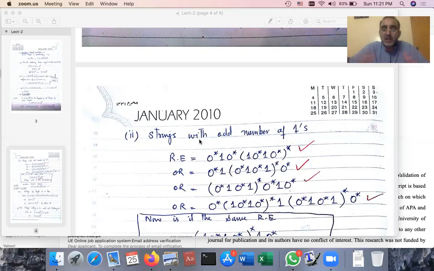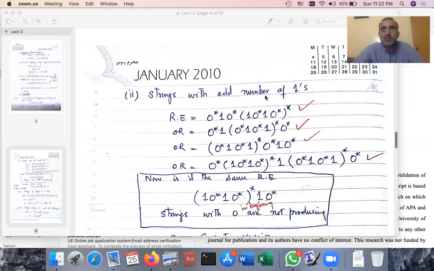But the language is saying that the strings that I will get from this language will have an odd number of ones, which means all possible combinations of 0 and 1, but the strings that I get from all these possible combinations must have an odd number of ones. Either the number of ones would be 1 or 3 or 5 or 7 and so on, odd numbers. And a very complicated regular expression for this language is written here.